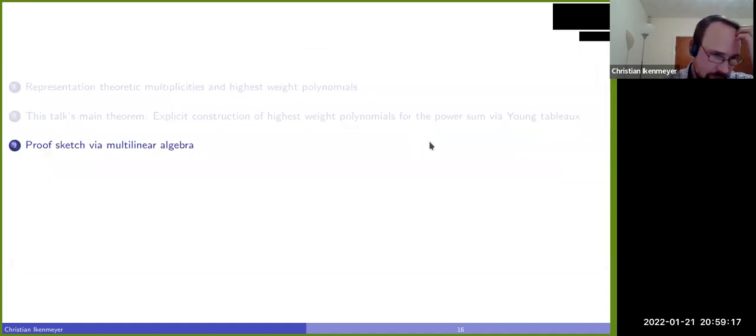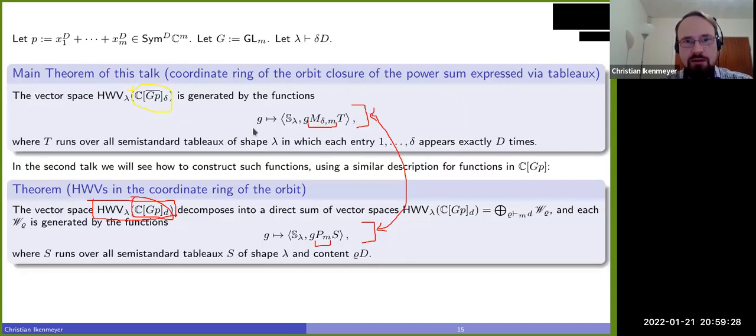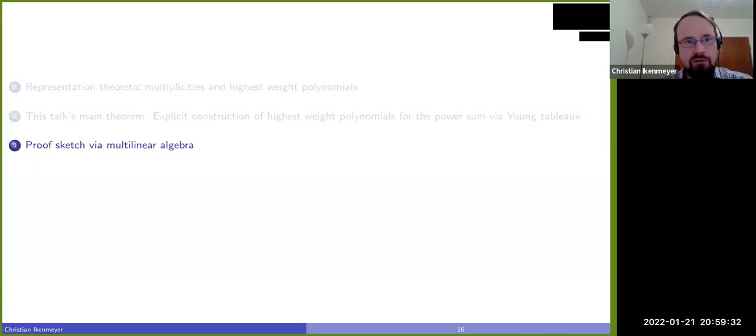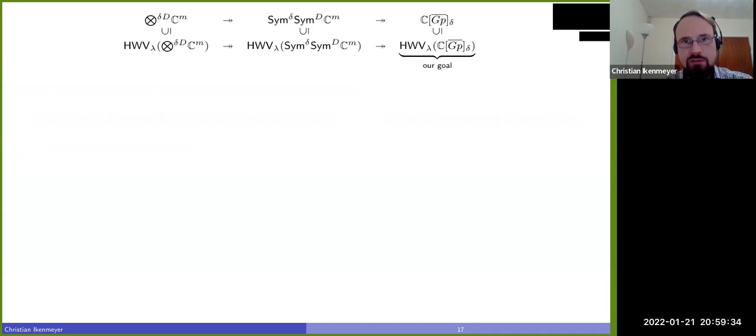Okay, in the remaining time, I'm going to give you some ideas of how one could prove a thing like this, the theorem that this is indeed the highest weight vector space. I'll just give you the ideas of the tools involved in having such a result. So we want to understand this highest weight vector space. This is our group orbit closure.